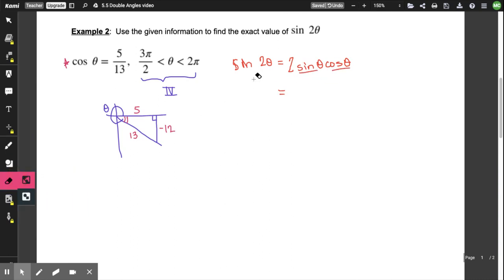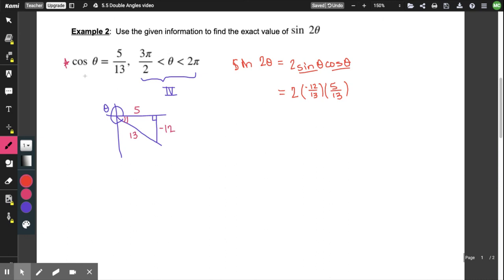That 2 looks a lot like a Z, so I'm going to fix that. There we go. That's better. Okay, so now in order to calculate this, I'm going to write down the 2, and then I'll find sine of theta looking at my picture there. Sine is y over r, so that would be negative 12 over 13. And then cosine of theta is x over r, so that would be 5 over 13.